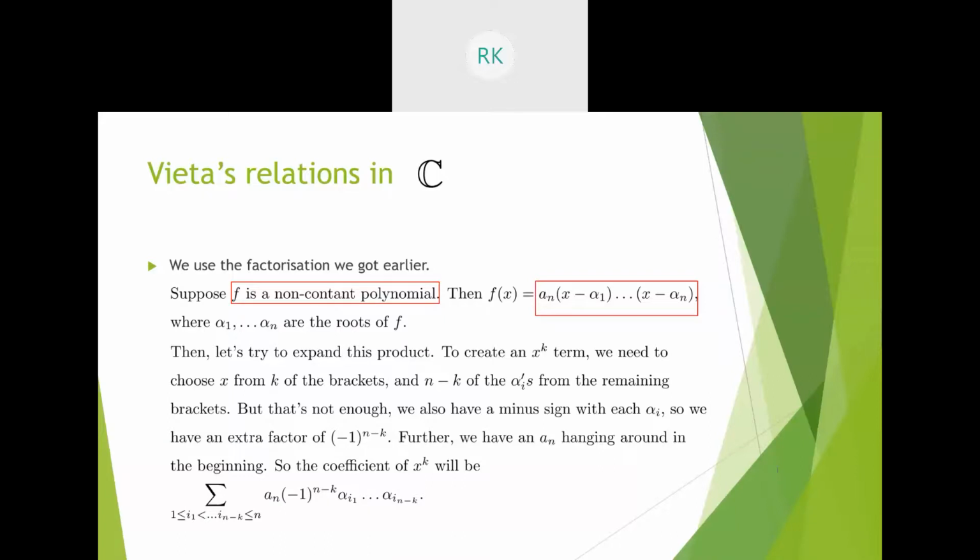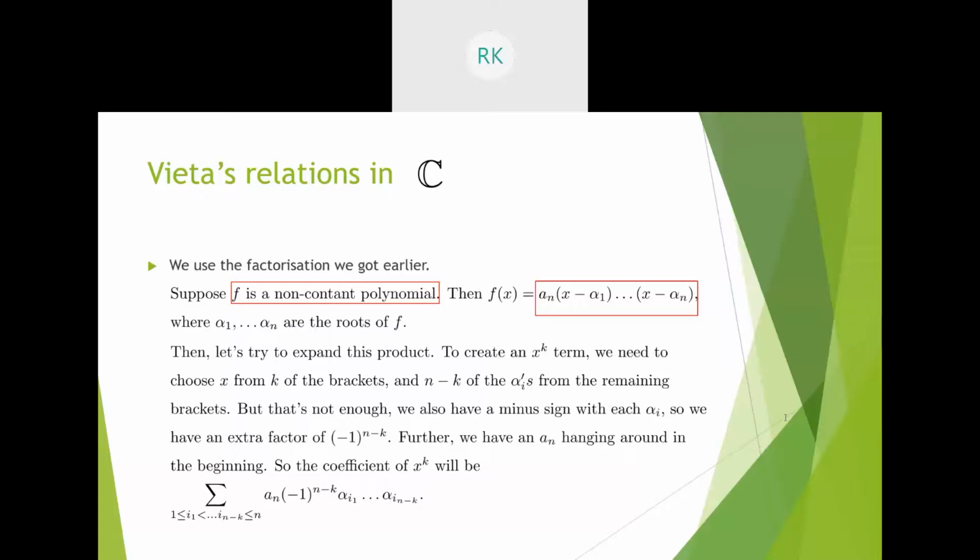Obviously, you can do it by expanding, but I don't want you to expand blind. I want you to directly tell the answer just by looking at the expression a times x minus alpha 1 times x minus alpha 2. What you have to do is choose x from exactly one bracket, and from the other bracket you have to choose the alpha. If you want to consider the x term, you have to choose x from the first bracket and minus alpha 2 from the second bracket, and you have to choose x from the second bracket and minus alpha 1 from the first bracket. So that's why you get minus alpha 1 plus minus alpha 2, and into an a, because there is a leading coefficient a.